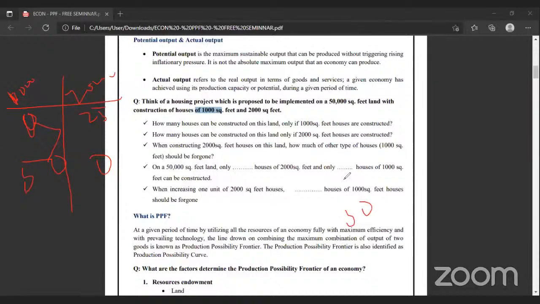50 houses of 1,000 square feet, how many houses? 50 houses. How many 2,000 square feet houses are being sacrificed? 25 2,000 square feet houses are sacrificed. So this is the other way around, because in this question it's coming from 2,000 square feet houses production. Then the answer will be in terms of the 1,000 square feet option, right? So here, writing 25 alone is a wrong answer. You have to write 25 2,000 square feet houses.